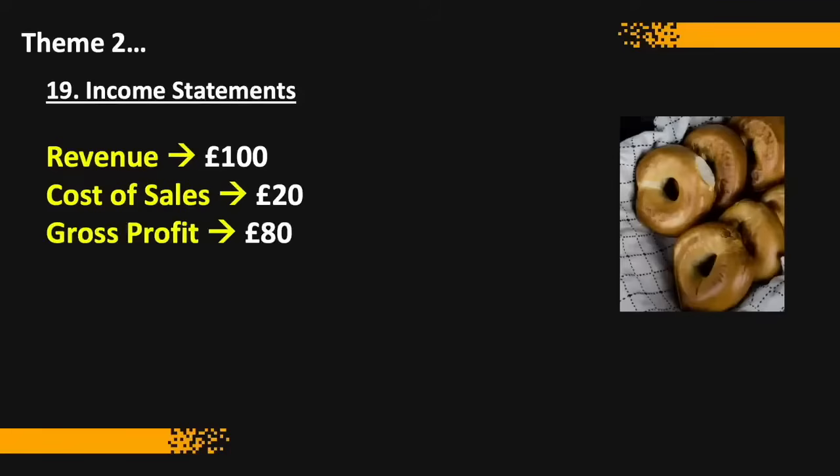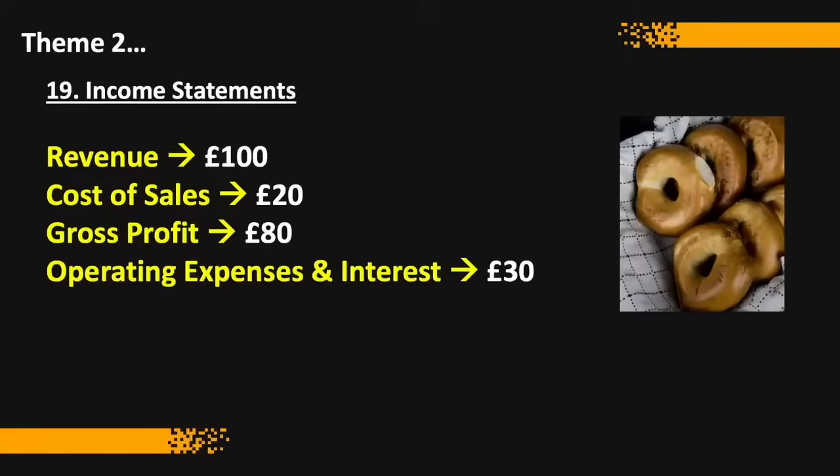To get your first profit, gross profit, it's revenue minus cost of sales. So here you can see it's £80 because 100 minus 20 is 80. Then you've got operating expenses and interest. That's the indirect costs, the day-to-day operational business costs. It could be insurance, it could be rent, for example. Let's just say, really silly numbers here, that's £30. That allows us to calculate our next profit, which is net profit. And net profit is, of course, gross profit minus operating expenses and interest. So 80 minus 30 is 50.